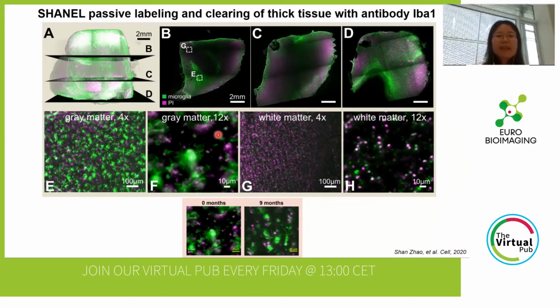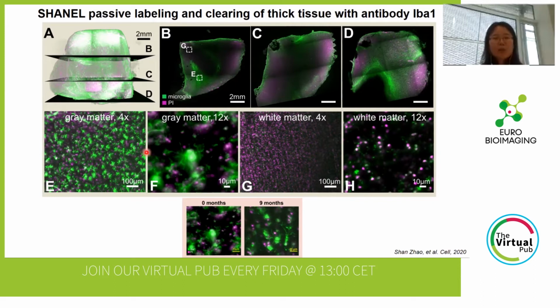So when we do a pre-treatment, also add the antibody, and then clear it to make it transparent and image it, from the 3D reconstruction, when we see the inner part of the tissue, we can see that the antibody, like the microglia signal in green, can really go inside to the inner part of the sample. And we also labeled the cell nucleus with PI, which shows in magenta.